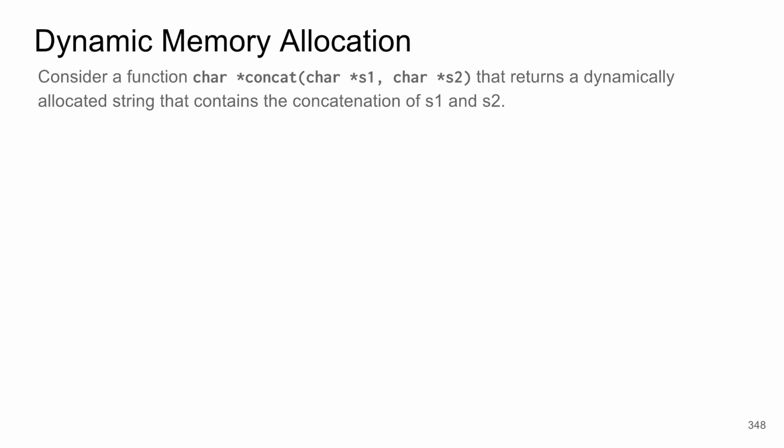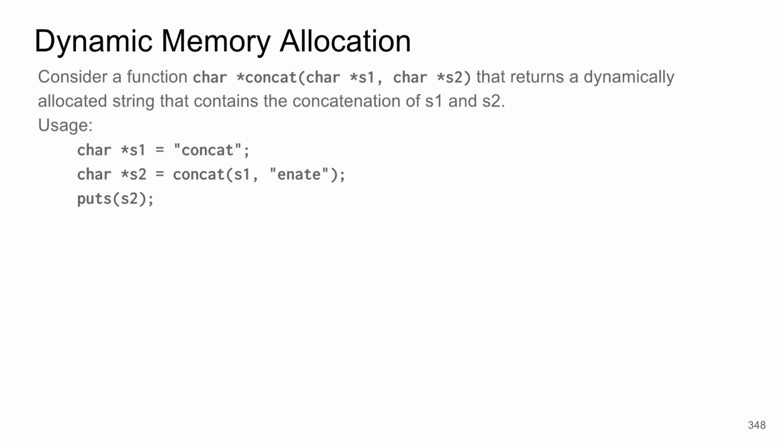Alright, so consider a function that returns a character pointer. It's called concat, that returns a dynamically allocated string that contains a concatenation of the strings S1 and S2. We want to be able to use it like this. We have a string S1, we have a string S2. We call concat on them, and we pass the string literal into concat. And then we print out S2, and it prints out concatenate, because it's this string combined with this one. And then if we did concatenate with S2 and S2, we printed it out, what should that print out?